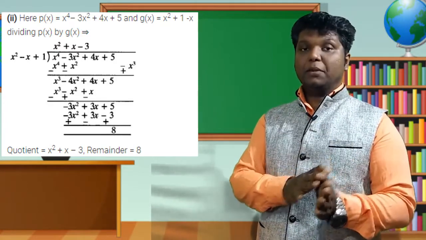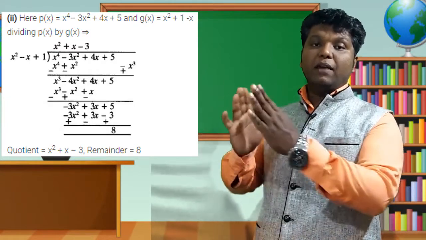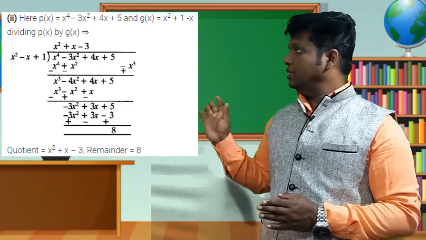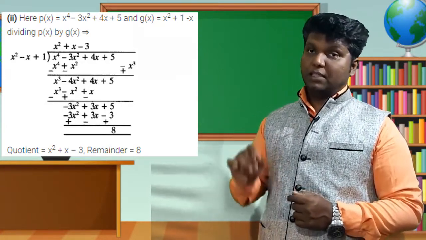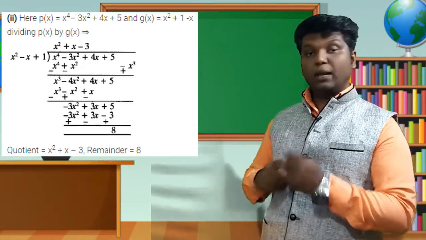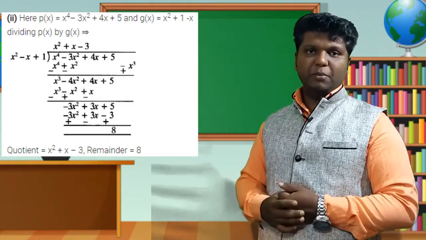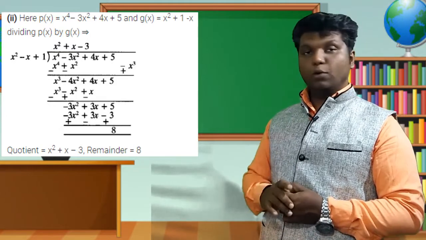Again repeating the same criteria, first term divided by the first term. Again here the first term is minus 3x squared. There on the divisor part the first term is x squared. Dividing them, x square and x square get cancelled. Minus 3 will be right. Then minus 3, keep it on the quotient part.